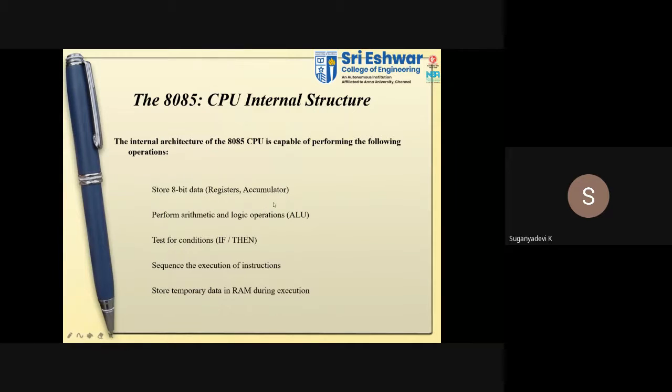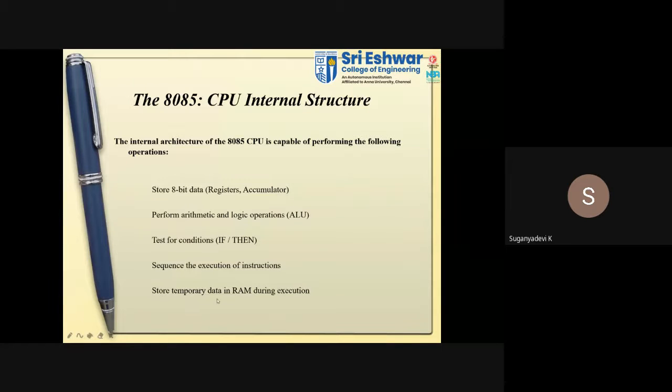Whatever process is done by your processor, the result will be stored in the accumulator by default. Then only we have to move the data to some other memory location. The default result will be in the accumulator, whatever operation is done by your processor. And next, we perform arithmetic and logical operations using the ALU. And next, we test for conditions, if and then, and sequence the execution of instructions.